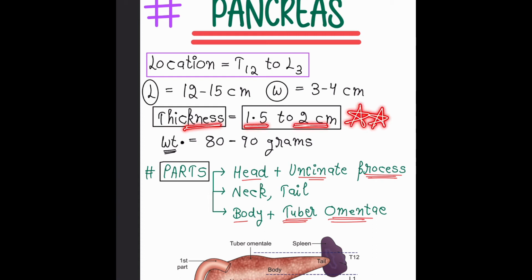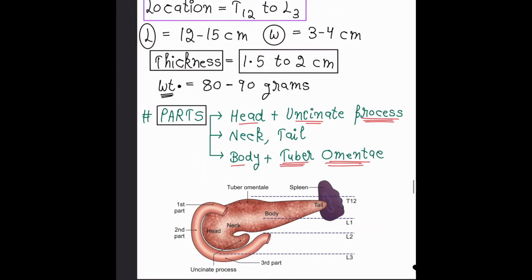Thickness is very important to remember, right? And the average weight can vary from 80 grams to 90 grams, right? Okay, so this was about some data here. Now let's come to the main portion.